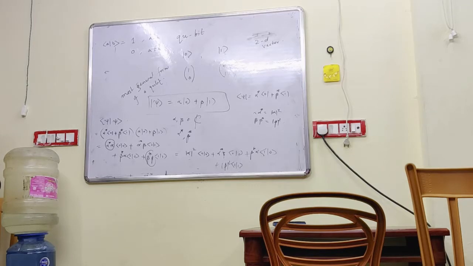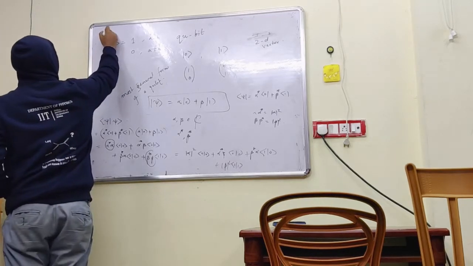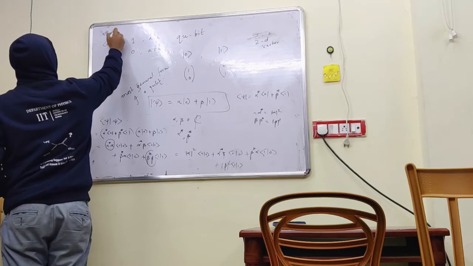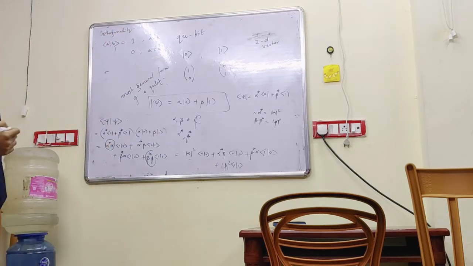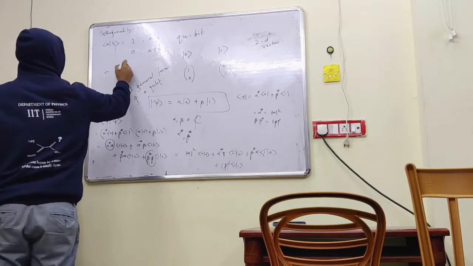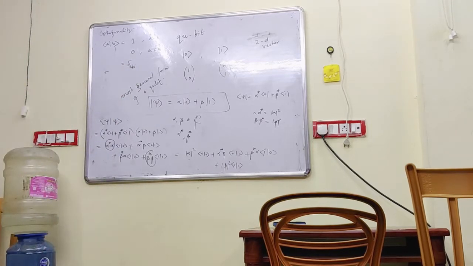Okay. If A and B are same, then it's 1. If they're different, it's 0. This property is otherwise called as, any idea? Orthogonality. And this thing is also represented as delta AB. Familiar with this notation? Delta AB, the Kronecker delta.